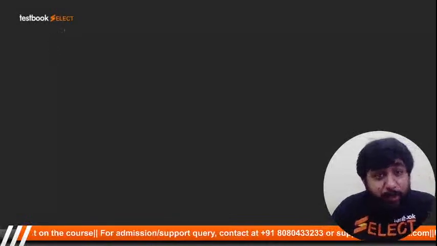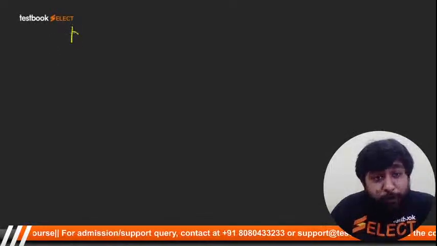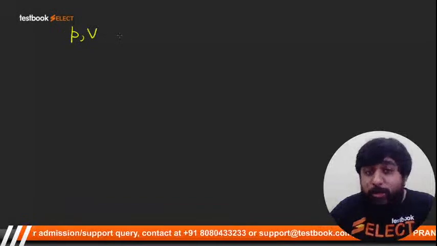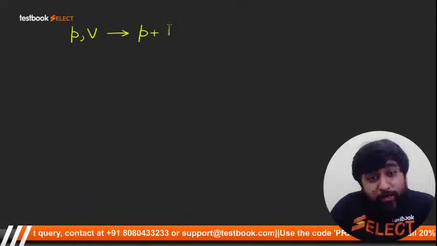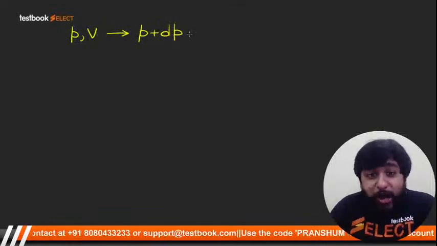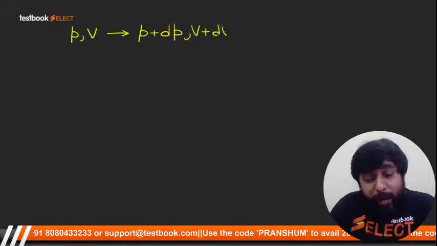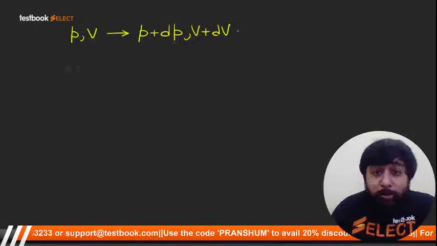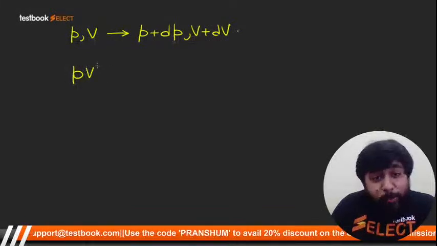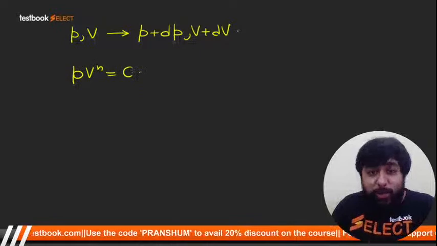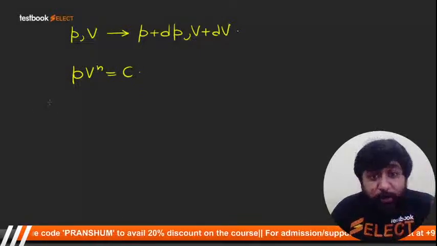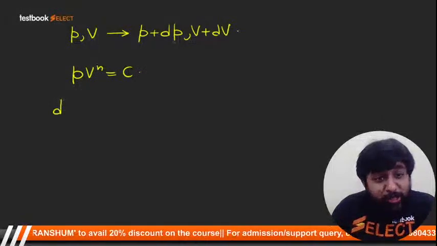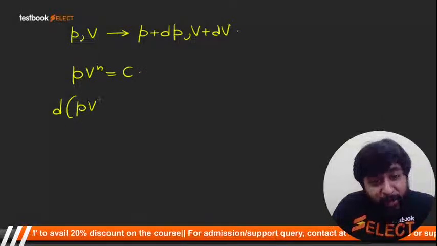So check, guys. Initial pressure is P, volume is V, and during a process there is a change in pressure. So this is the final pressure and this is the final volume, right? How do you relate P and V? PV raised to power n equals constant. So this product is a constant. Now during a process there will be some changes, and changes are represented by derivative.